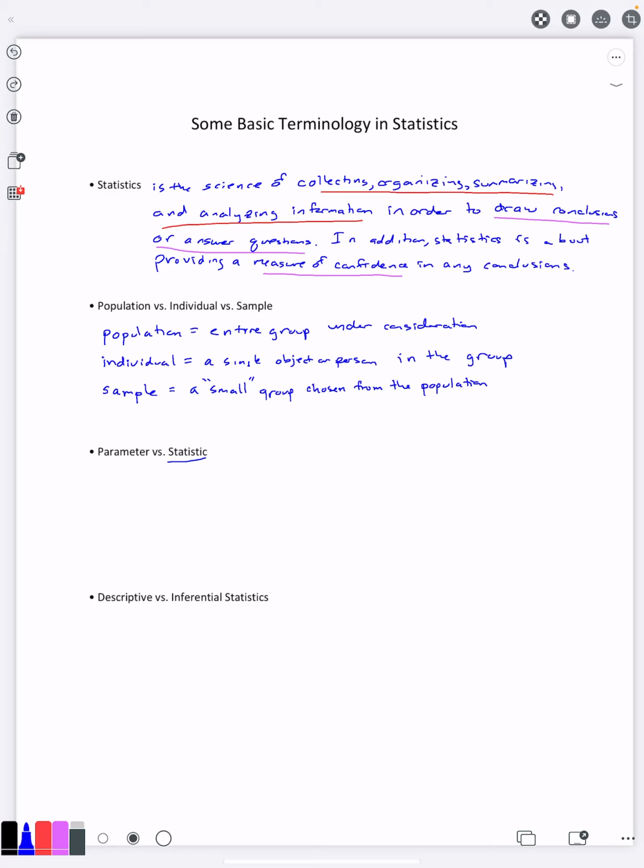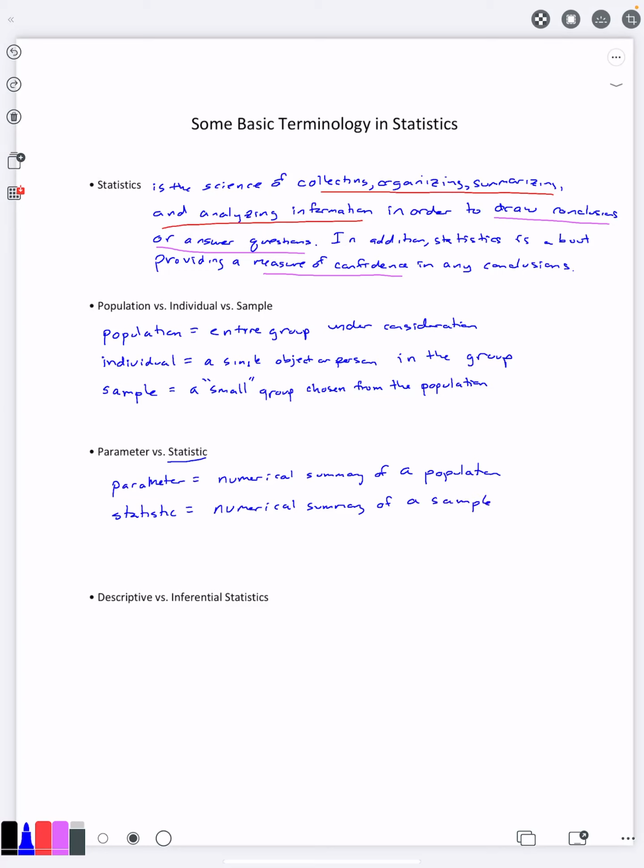Now the next two terms here, parameter and statistic, this is kind of just a quick definition here. So I'll say it and then I'll talk about it. So a parameter, this is a numerical summary of a population, whereas a statistic is a numerical summary of a sample.